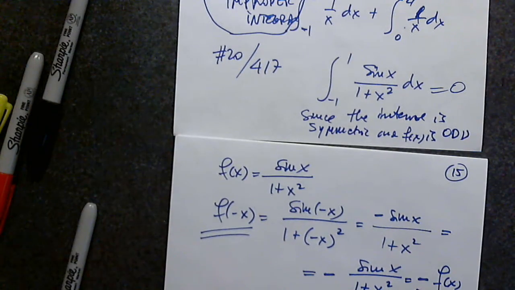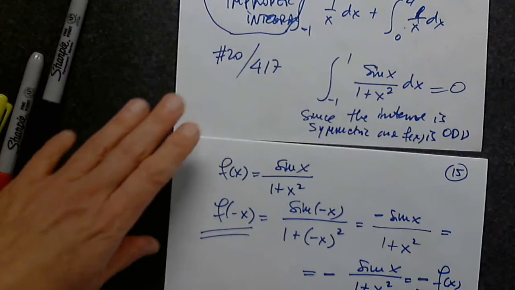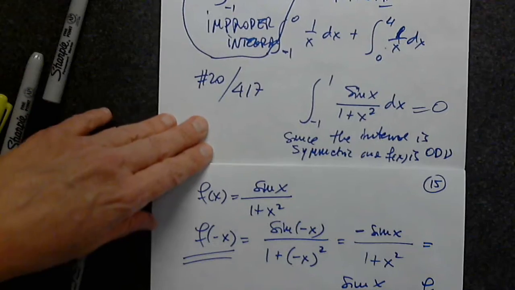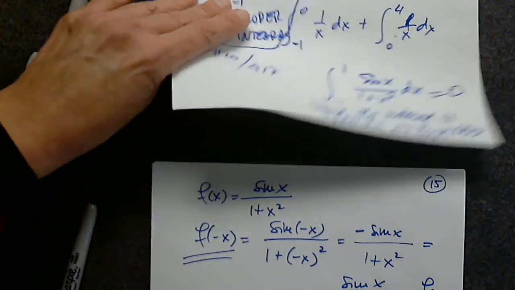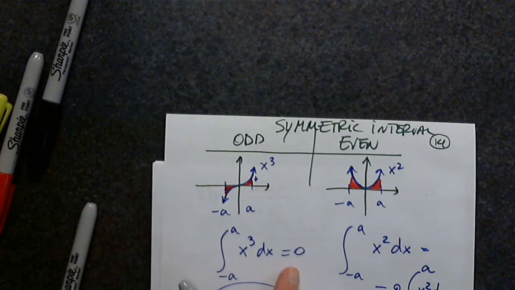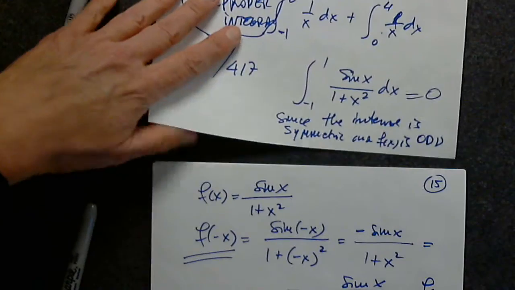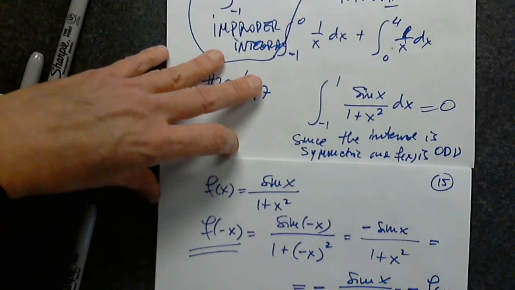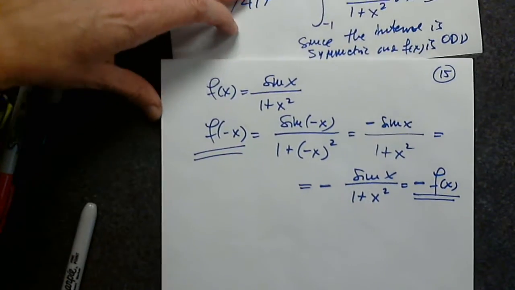Any questions? Is that a theorem of somebody, or a rule? Which one? If the interval is symmetric and the function is odd, the answer is 0. No, I was just asking if it's named after somebody. No, not that I know of.